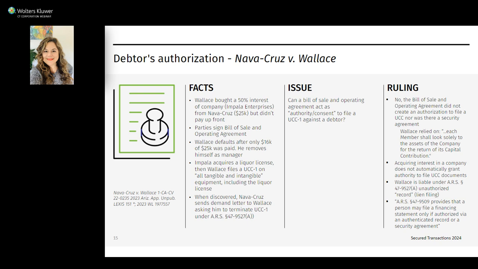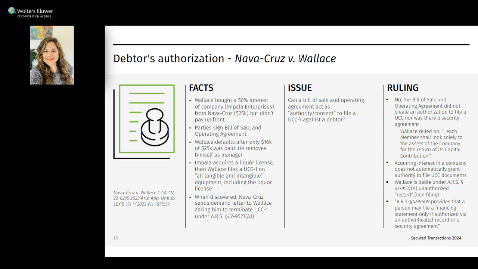In any event, Wallace files a UCC and he describes the collateral as all tangible and intangible equipment, including a liquor license. Well, when Nava Cruz discovered this, he sent a demand letter as required under UCC 9-527 and asked Wallace to terminate the UCC-1. He refused to do so. This suit ensued. The question for the court was, can a bill of sale and an operating agreement act as authority or consent to file a UCC-1 against the debtor?